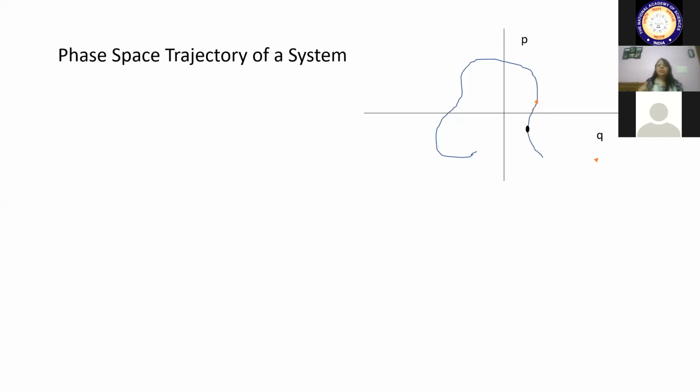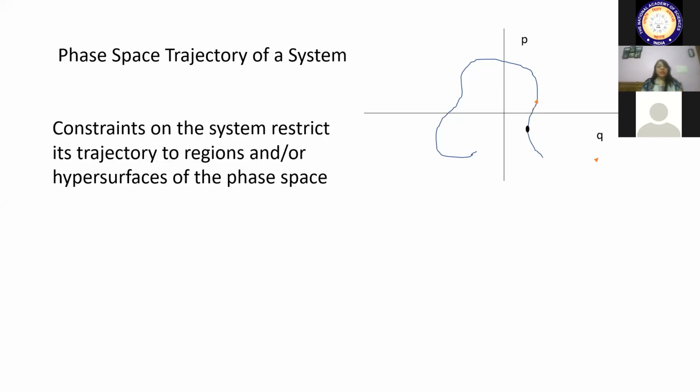So if you now join the different states of the system, which are signified by points in this diagram of phase space, you will get a trajectory. And that is the phase space trajectory of a system. And here the concept of phase space, as well as Hamilton's equations of motion, which connect canonical coordinates q and canonical momenta together, are symbolized in this fashion.